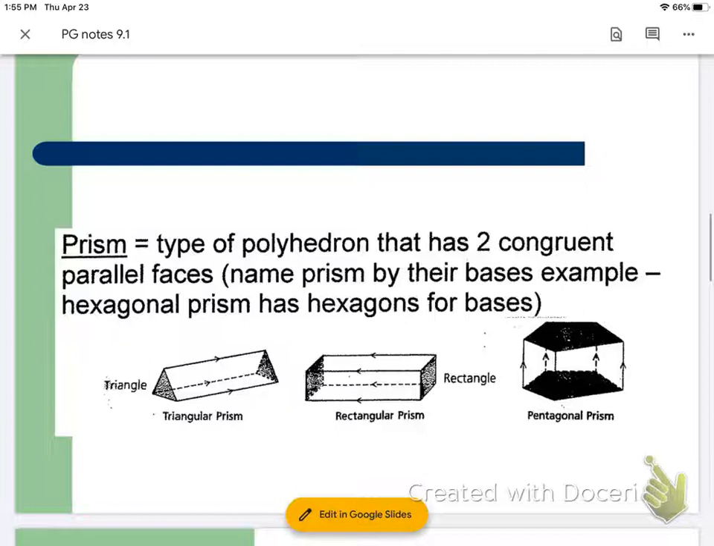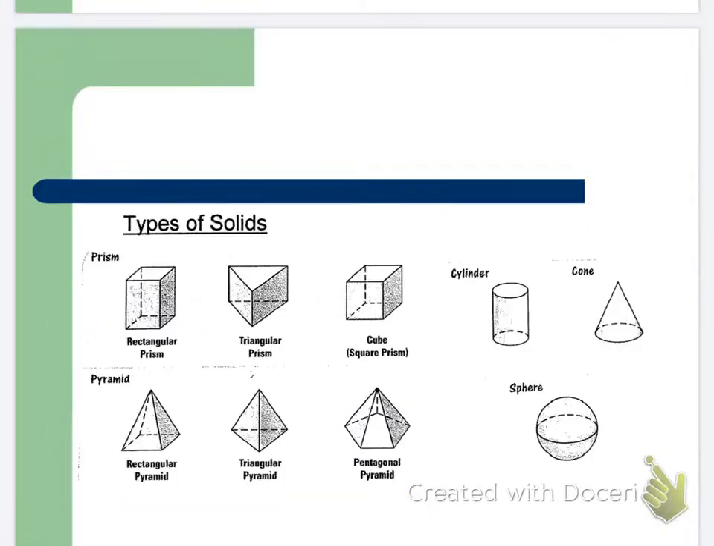Over here you have a rectangular prism. The 2 bases are rectangles, so the sides are rectangles. And then you have a pentagonal prism. The 2 bases are pentagons, and all the sides are rectangles. Again, pause these as needed. Here's our list of prisms, our types of solids.